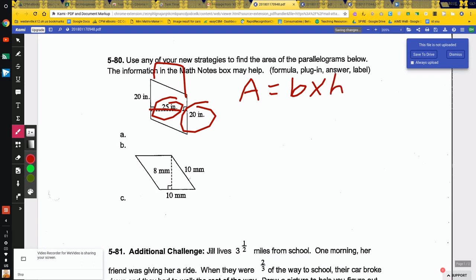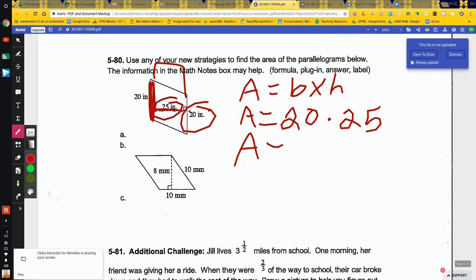To plug it in, area equals the base would be the bottom part, which is 20. The height is usually shown by the dotted lines, is 25. Our answer then, 25 times 20. We'll have to show our work over here.